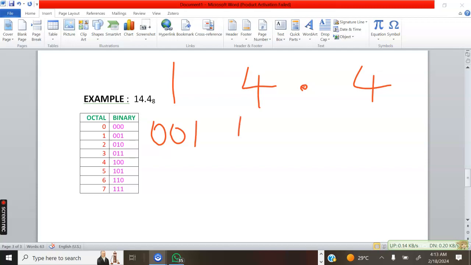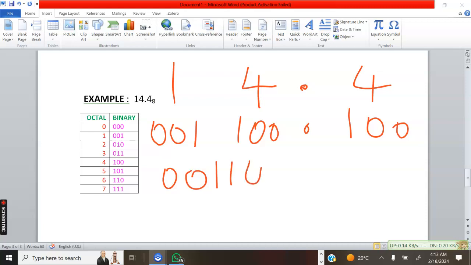For the 4, it's supposed to be 100. Then we have a point. Then for the 4 after the point, we have 100. So the next step is to combine the numbers. That is 001100, then a point, then 100.